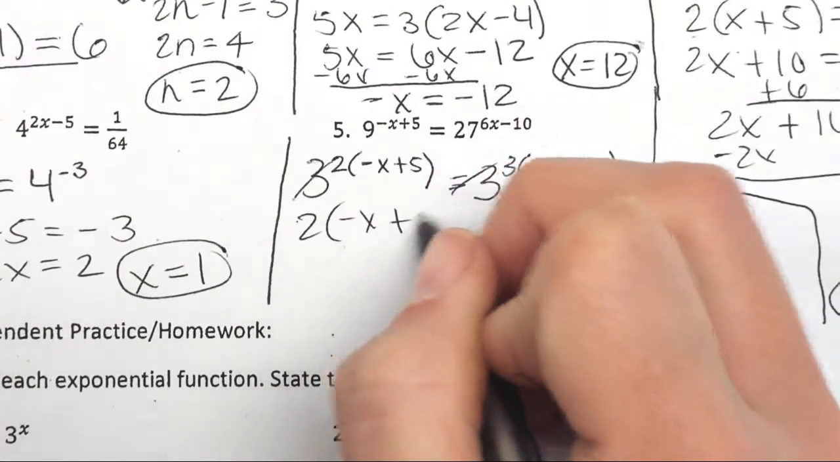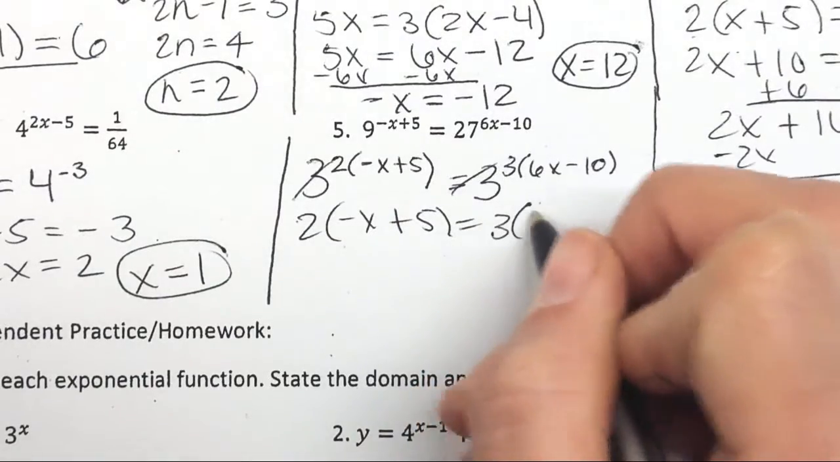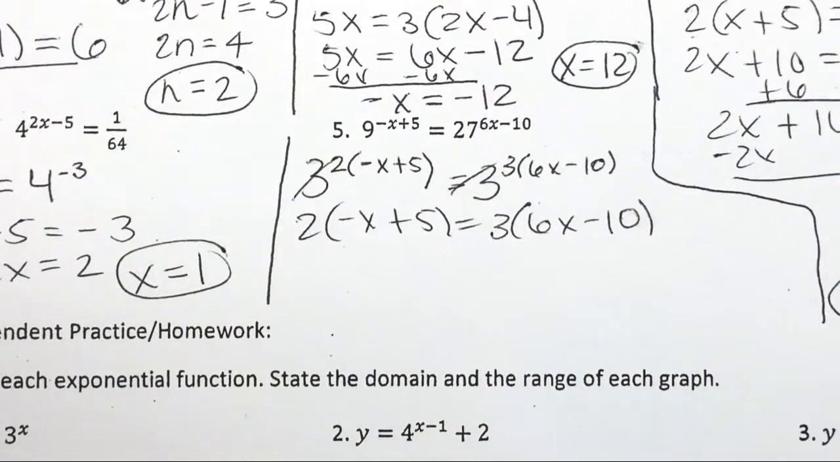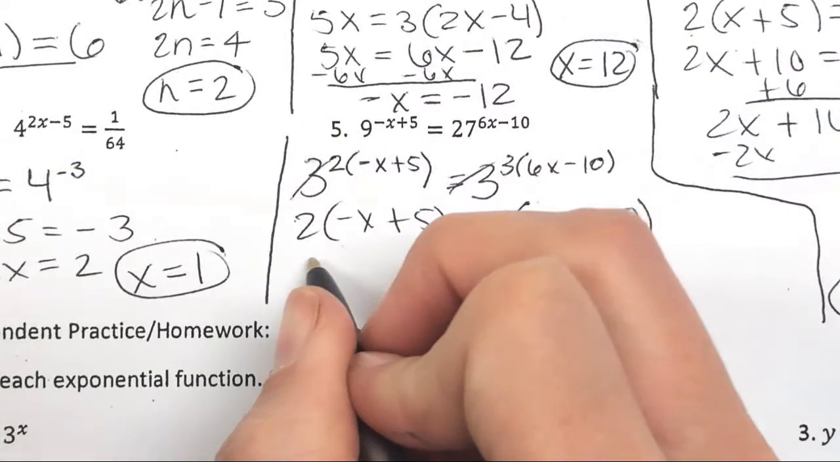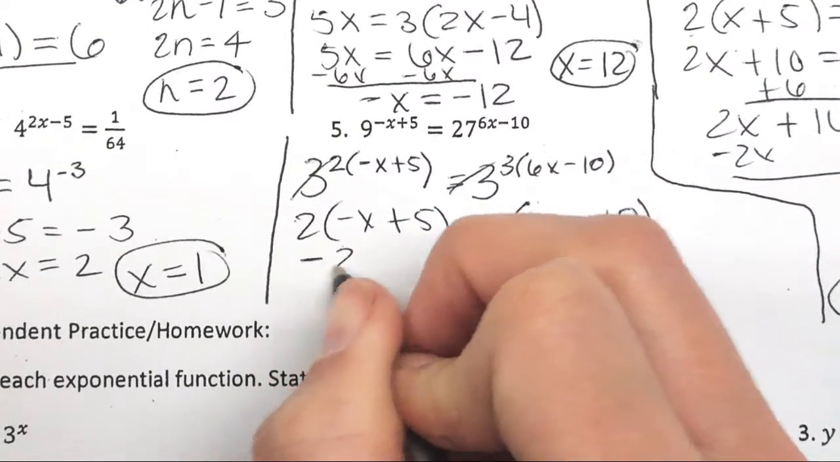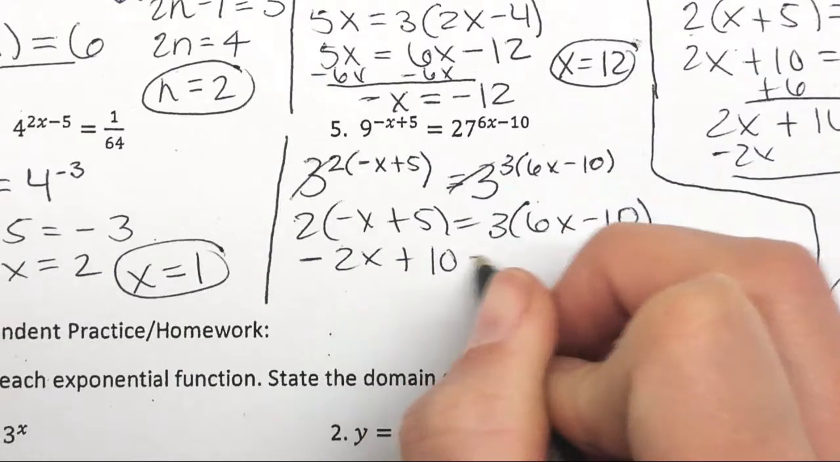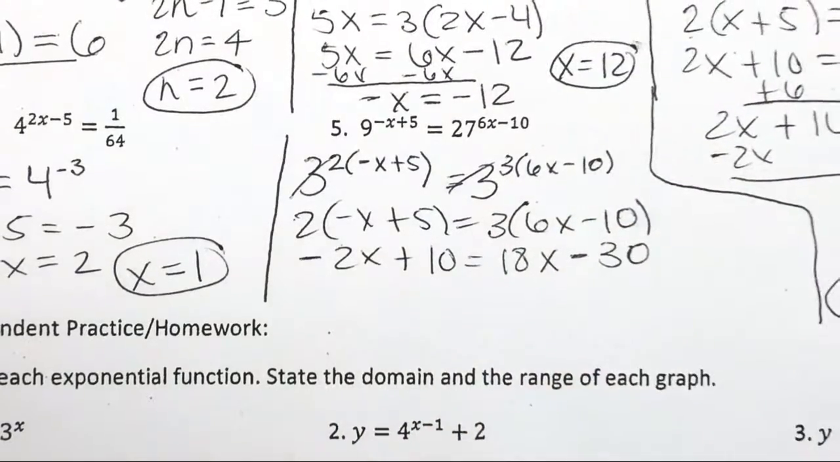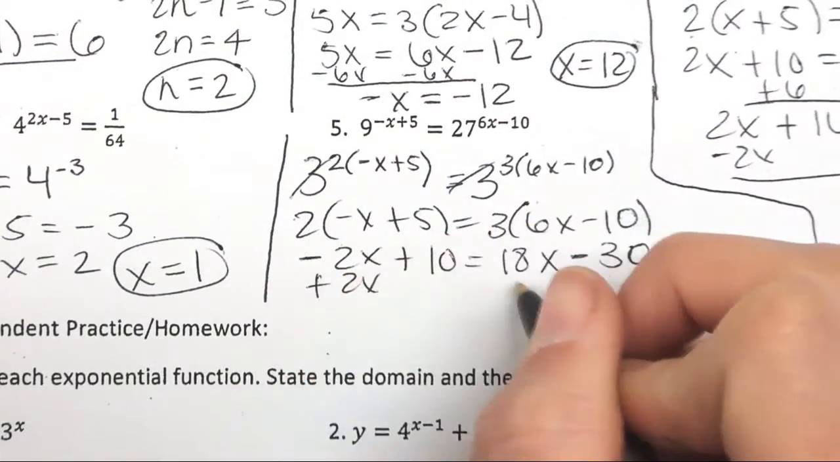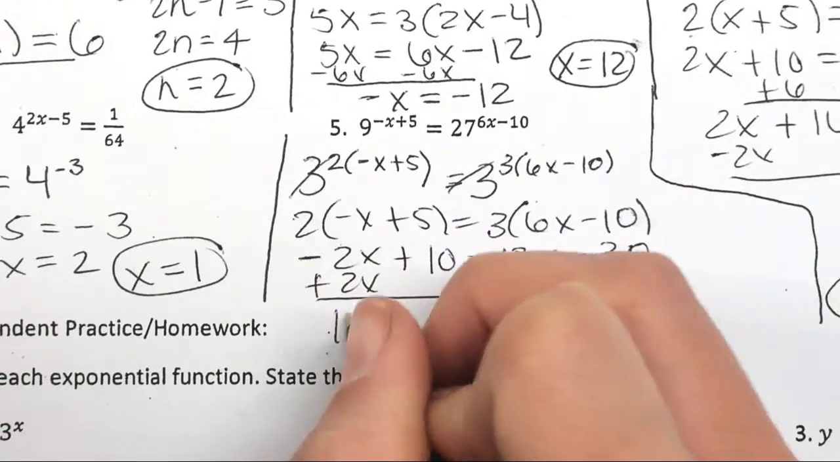2 negative x plus 5 equals 3, 6x minus 10. What do y'all want to do? On both sides? So we'll get what on this side? Plus equals. Good. Do y'all want to combine your x's or whole numbers? Okay, so what do you want to move? Okay, so we add 2x both sides, and we'll get 10 equals what?